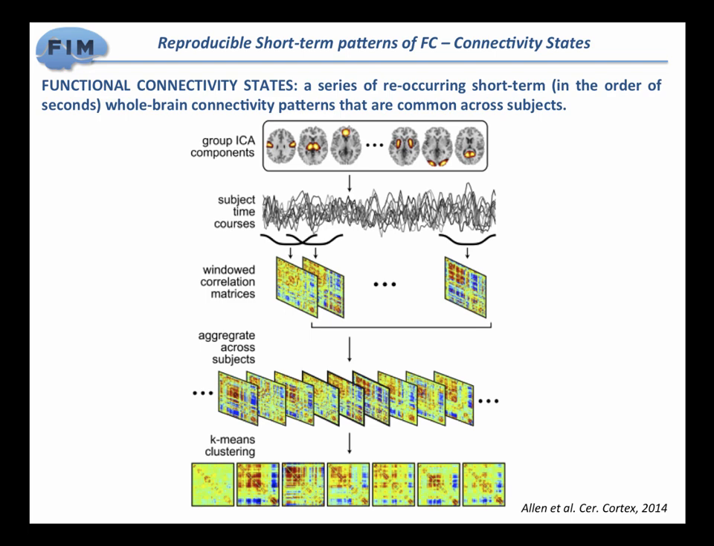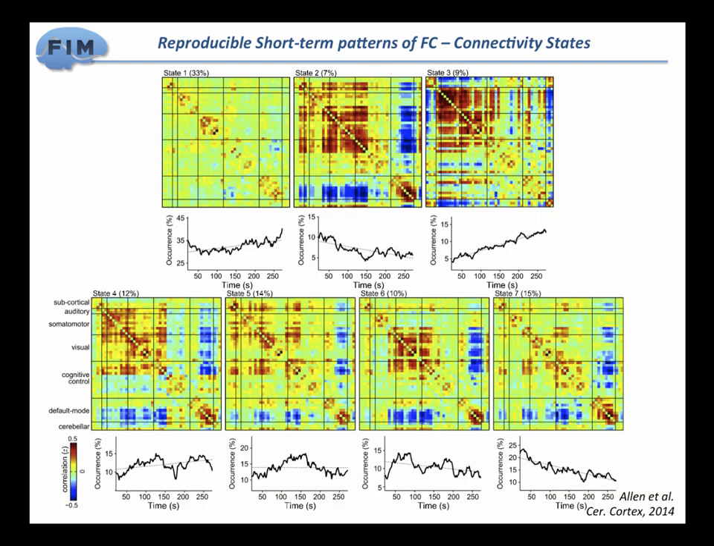reproducible across subjects. In the original study that talked about this, they particularly found 7 of those functional connectivity states. Please don't get hung up with that number. It may be 7, it may be more, it may vary by subject, but they found these 7.